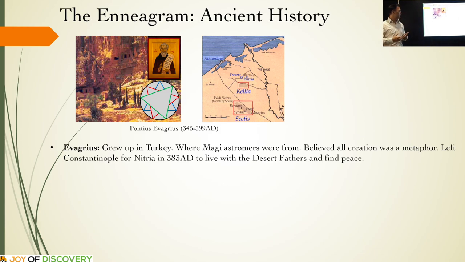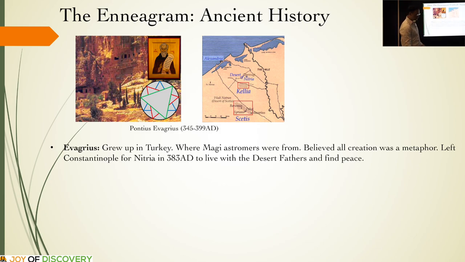He left Constantinople for Nitria in 383 AD to live with the desert fathers and find peace. He moved from Constantinople down to the desert of Nitria. He lived in these places that were called hermitages. They lived in caves. He had heard of the desert fathers who had gone out to find peace, because at the time Christianity had just been taken over under Roman rule, and he wanted to move away from the big cities to search for a new way of life, a new meaning of life. So he went off to the desert where these desert fathers lived in places like this.